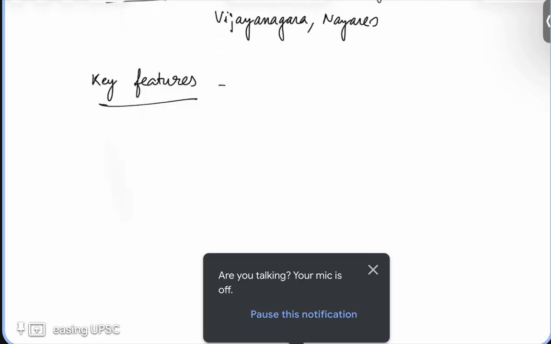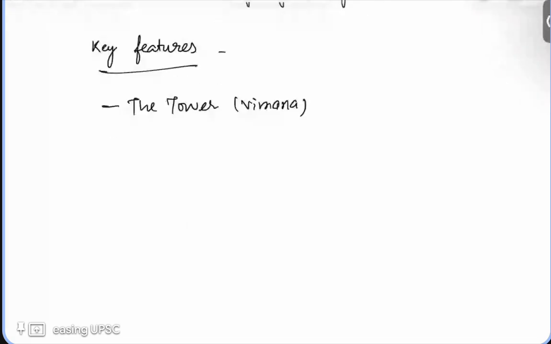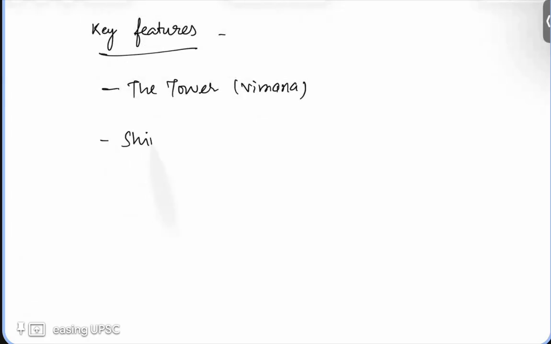So first one is the tower, Vimana. It is pyramidal in shape, rising in stepped stories, tiers. Then Sikhar. In the south, Sikhar refers only to the crowning capstone, usually octagonal, on top of the Vimana, not the whole tower.